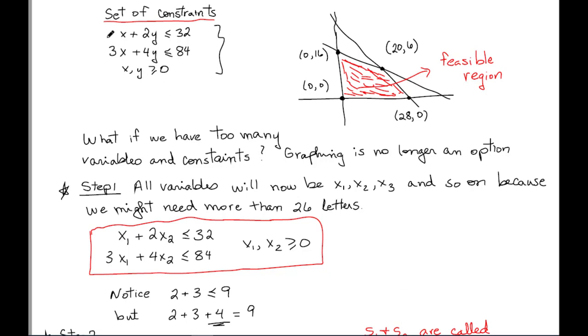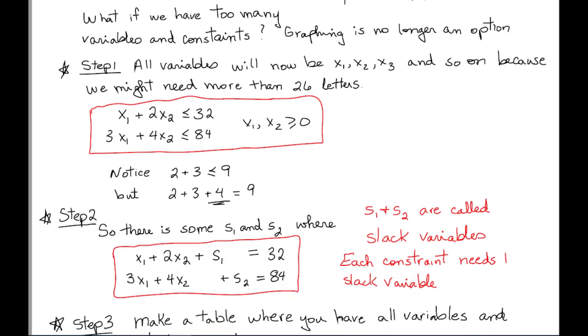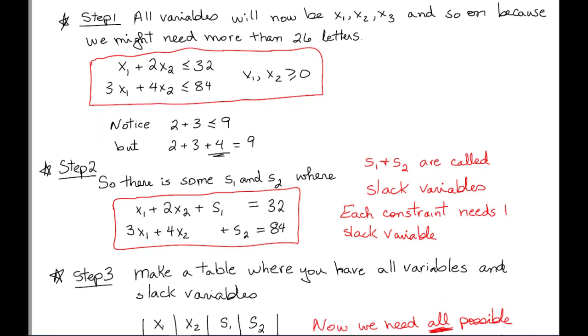So step 1, I have an x and a y now, but if I had more variables than 26 of them, well then, I can't keep calling things x, y, z, a, b, c. So we label the variables x1, x2, x3, x10, x100, however many that we have. Alright, so I've just rewrote, instead of x and y, an x1 and an x2.